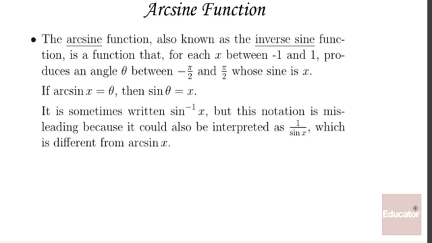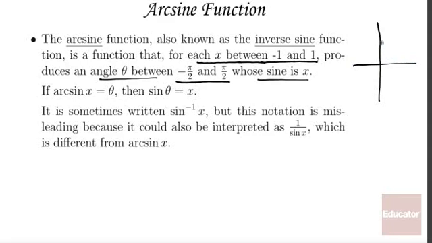So the arcsine function is also known as the inverse sine function. Basically, it's kind of the opposite of the sine function. So the idea is that you're given a value of x, and you want to find an angle whose sine is that value of x. So in order to make this work, sines only occur between -1 and 1. So you have to be given a value of x between -1 and 1. And then you're going to try to give an angle between -pi/2 and pi/2.